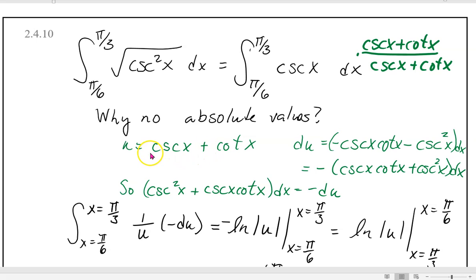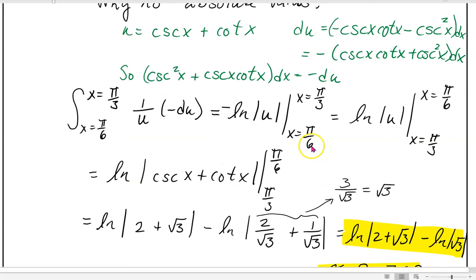Now we set u to be the denominator, cosecant of x plus cotangent of x. We distribute the cosecant of x in the numerator to get cosecant squared of x plus cosecant of x cotangent of x when it's distributed. Note that when we take the derivative, we have a negative which we can factor out. That means that the numerator becomes a part of du with the negative along.